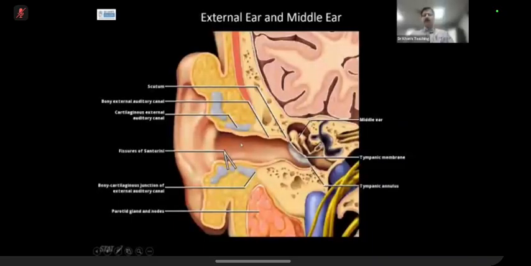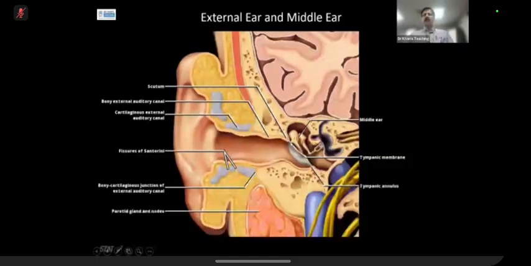Now, if you see here, this is the external auditory canal. It has a cartilaginous component and a tympanic, a bony component. This is the tympanic membrane. Superiorly, the tympanic membrane is attached to this part, which is known as scutum, and inferiorly to the tympanic annulus.